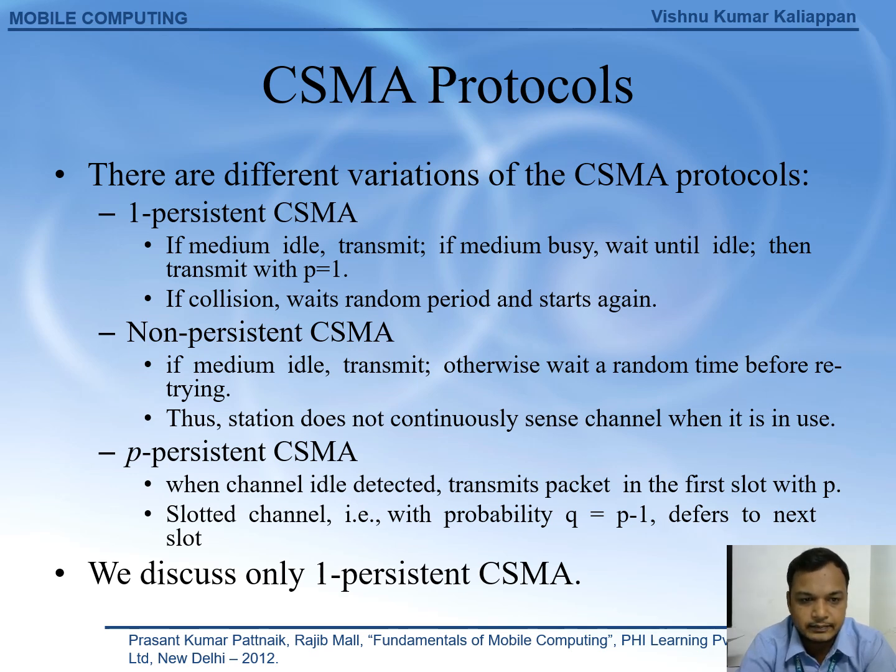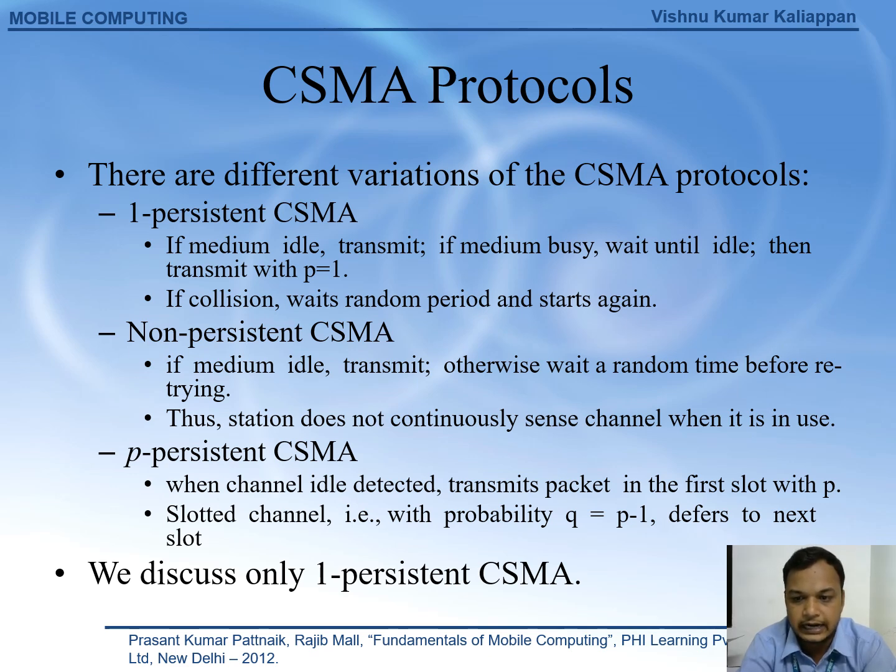In one persistent CSMA, if the medium is idle, it transmits. If the medium is busy, it waits until it becomes idle, then transmits with a probability of value 1. If a collision occurs, it waits for a random period of time and starts again. So in a one persistent CSMA mechanism, there is no estimated calculation for rechecking the transmission medium, whether it is available or not. Now non-persistent CSMA: if the medium is idle, it will transmit.